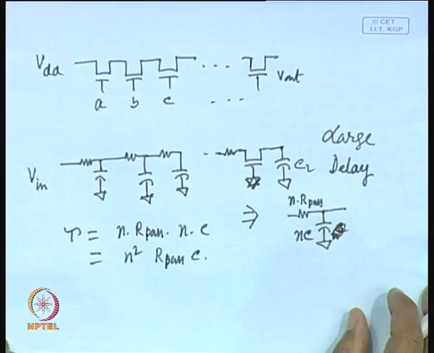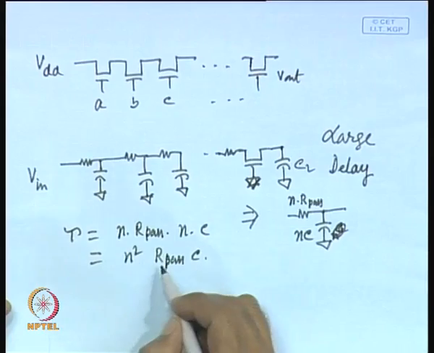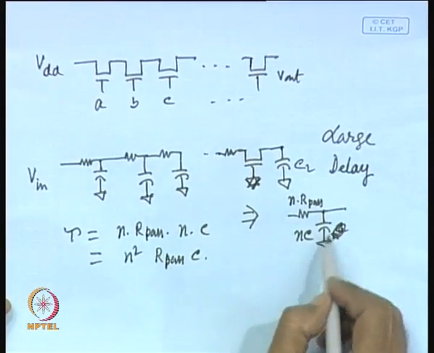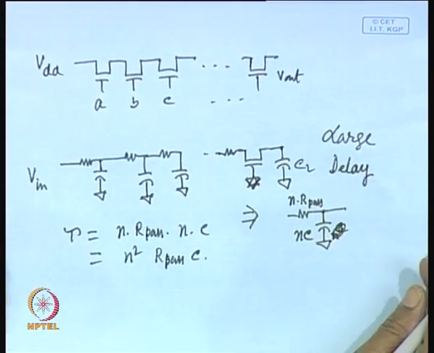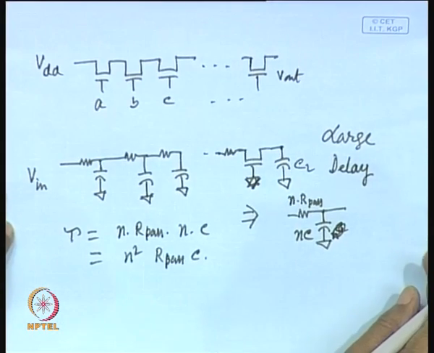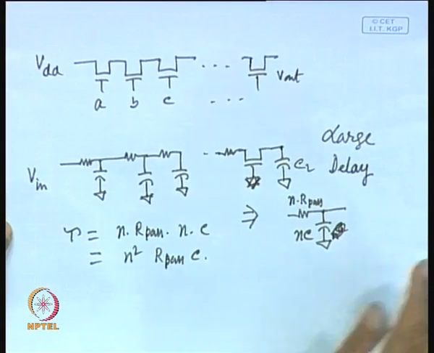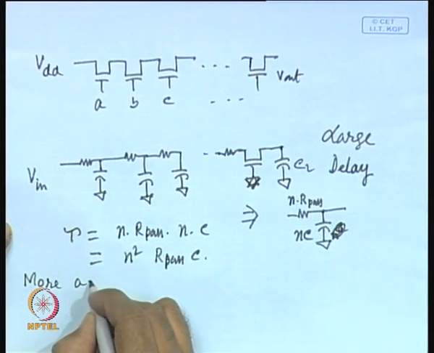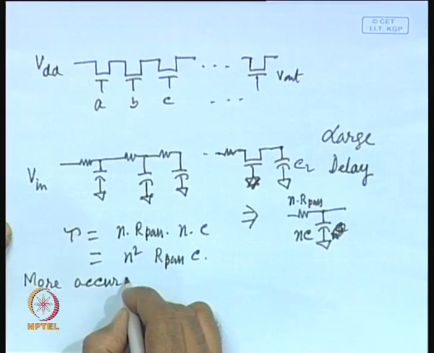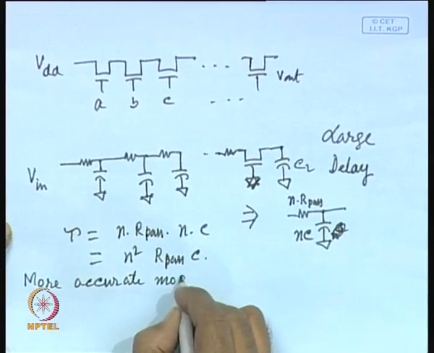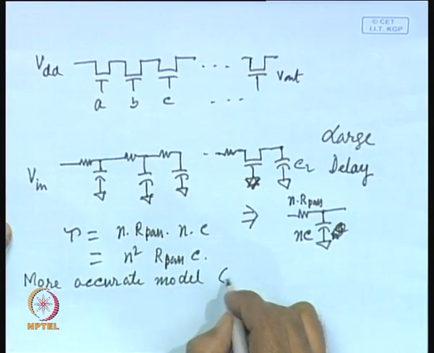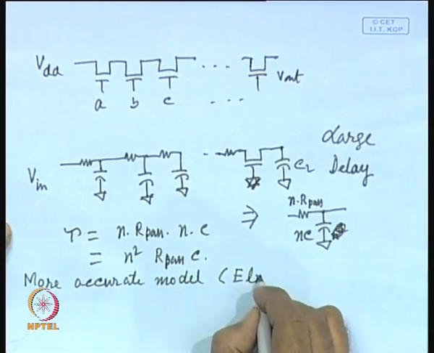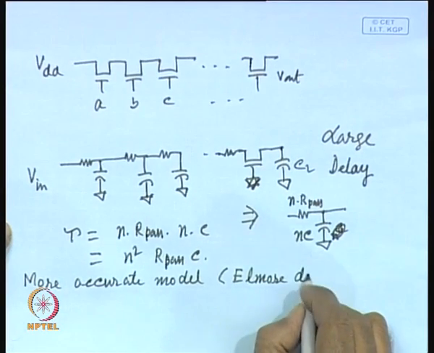However, it has been found that it is not so high, because this model that we have used is a kind of pessimistic model and not a correct model. A more accurate model can be used, based on what is known as the Elmore delay model.